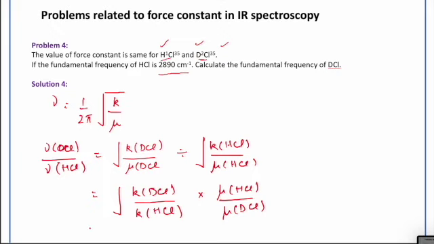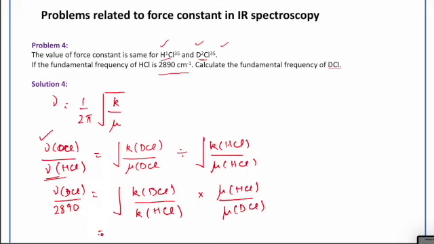So mu of DCl I need to calculate, so this is unknown for me, but I have the value of frequency of HCl, so I will write it as, let's say, frequency of DCl over frequency of HCl, and the frequency of HCl is given to us as 2890. This will equate the right hand side of the equation. So let's do it over here.